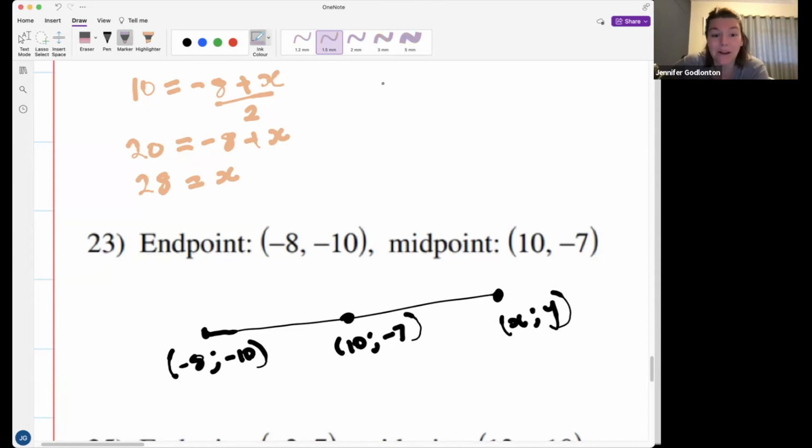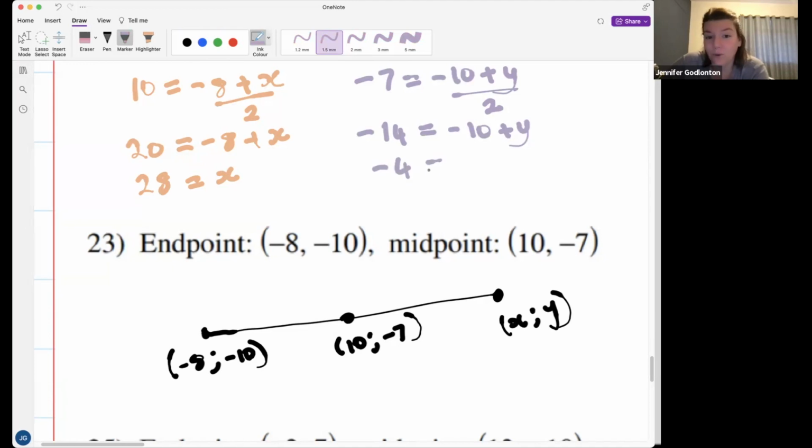I'm sorry about my dog. -7 is equal to -10 plus y over 2. Oh, goodness. -14 is equal to -10 plus y. So -4 is equal to y.